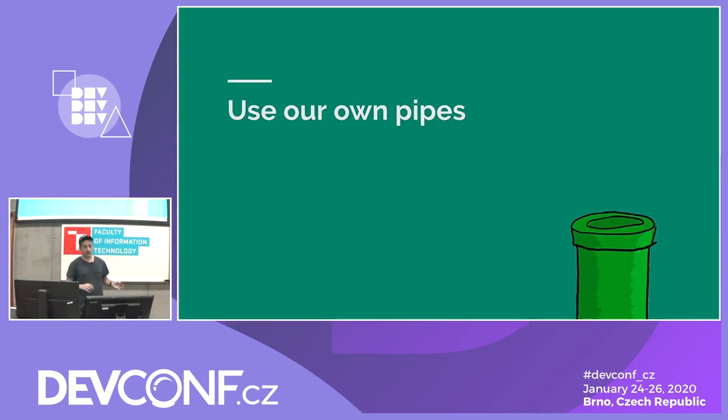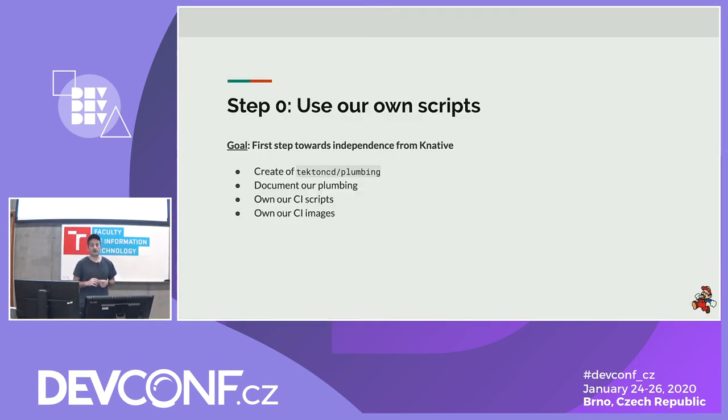So that was Prow. Now we are in the process of using our own pipelines, like I was saying before. The first step toward independence was to create our own Tekton CD plugin, and we started to document all our needs for the plugin. We also started to own all the CI scripts. Before, we were getting all the plumbing testing from Knative, all the scripting and so on. Now we have our own, and a lot of it is based on the same semantics as what Knative does, because we're not going to invent everything. But it's tightened up and focused more on Tekton CI.